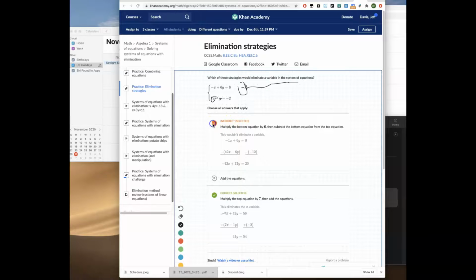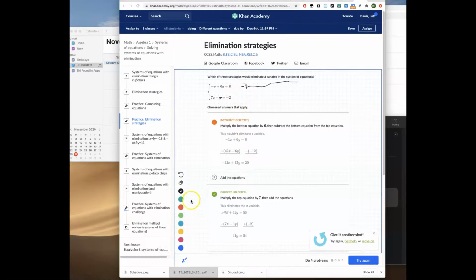Oh, I got the first one wrong because I added instead of subtracted. I'm so used to adding. So let me go back and talk about that. The first one said multiply by 6 and then subtract. I multiplied by 6 and then added. That's not what we want. So this top one, I'm just fixing my mistake here. See, everybody makes mistakes on Con. And then the bottom one I multiplied by 6, but they threw that subtraction in there, which I never do because it's just too easy to mess up the signs.